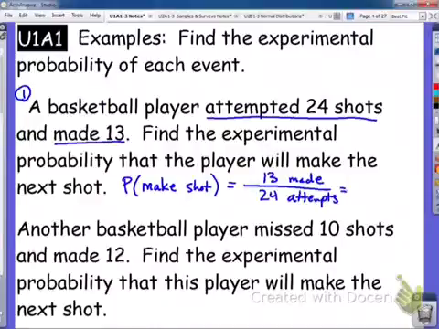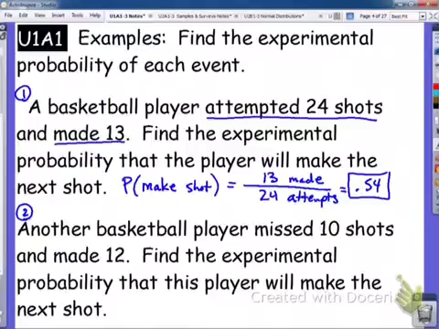In my calculator, we're going to break that down into a decimal and round it to the nearest hundredth. So 0.54 is the rounded answer to the nearest hundredth. Let's look at the next problem. Another basketball player missed 10 shots and made 12. Find the experimental probability that this player will make the next shot.